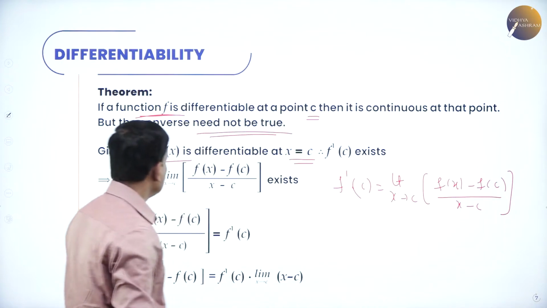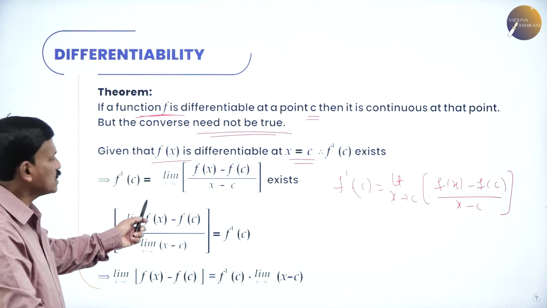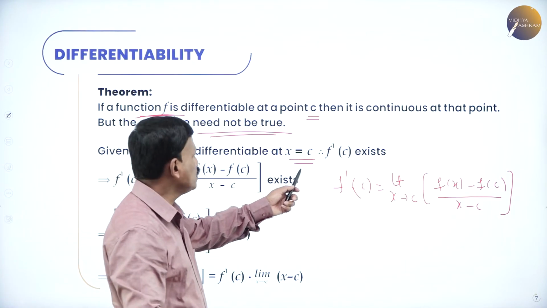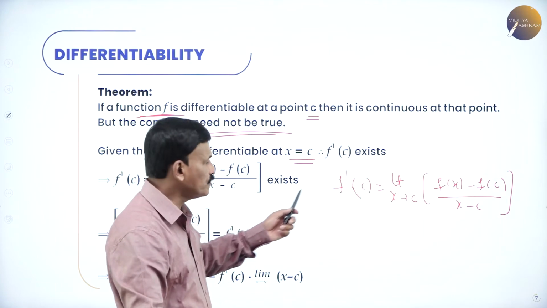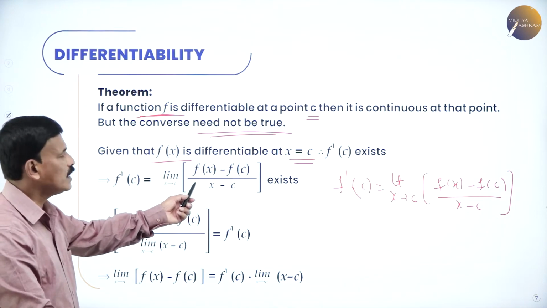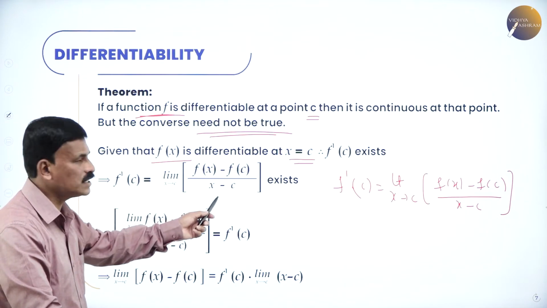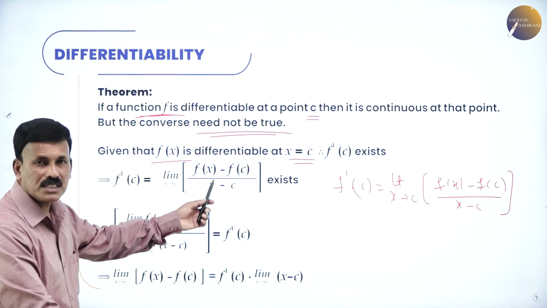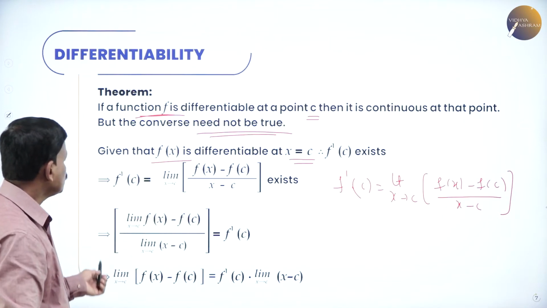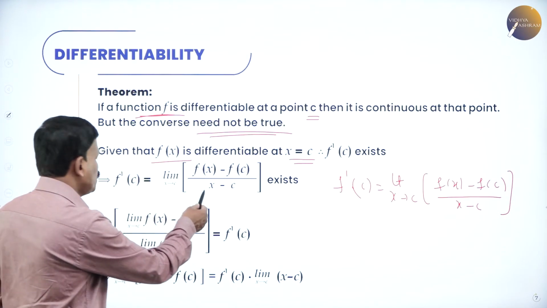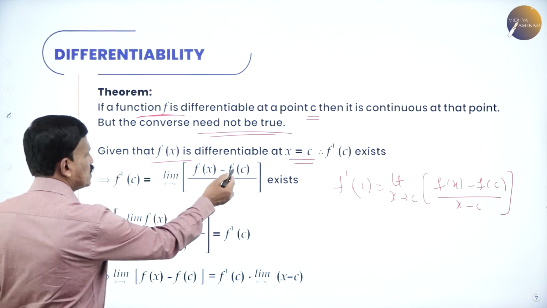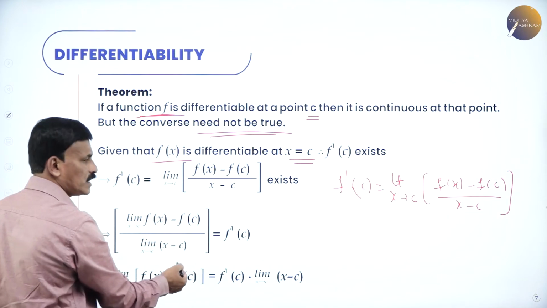Okay. Now here, given that f of x is differentiable at c means f dash of c exists. What is the definition of f dash of c? F dash of c is nothing but limit x tends to c of f of x minus f of c divided by x minus c. This we have studied in our first PUC class, that is the derivative using first principles or by definition. Now if you apply the limits for both numerator and denominator, this can be written as limit of f of x minus f of c divided by limit of x minus c.